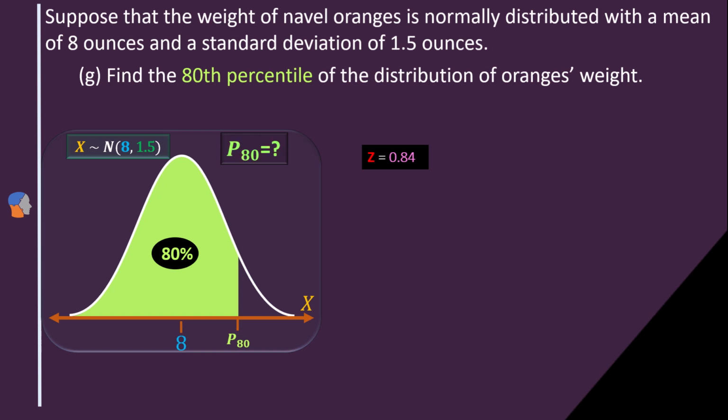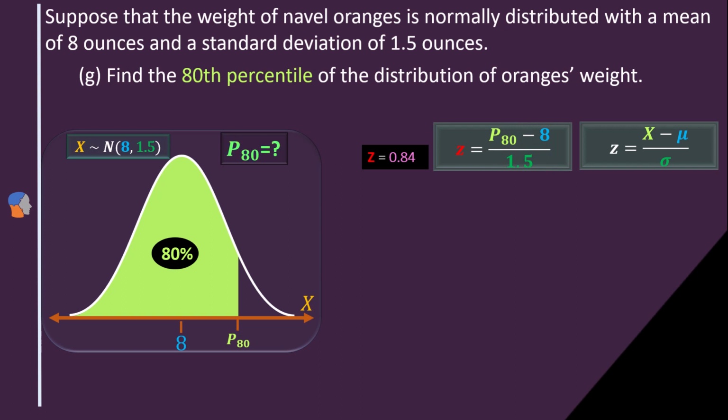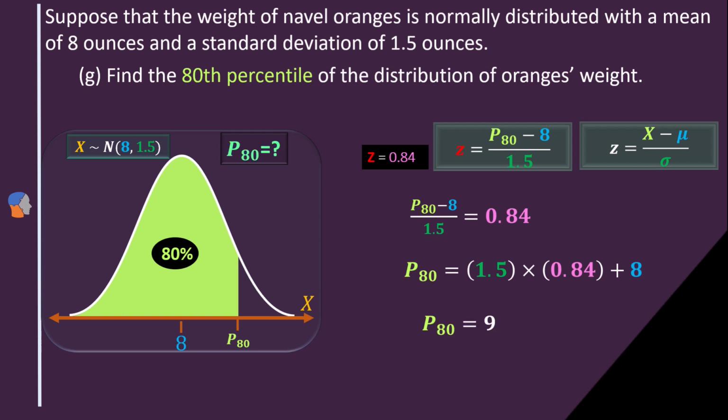Now we find the z value for P80 using the formula x minus mu over sigma. Here x is P80 and mu and sigma are given, so the z value is this. Now there are two z values, one from the table, the other one from the formula. So these two must be the same. So make them equal each other and solve for P80. So that is the 80th percentile of this distribution, that is 9.26. Now go to the next.